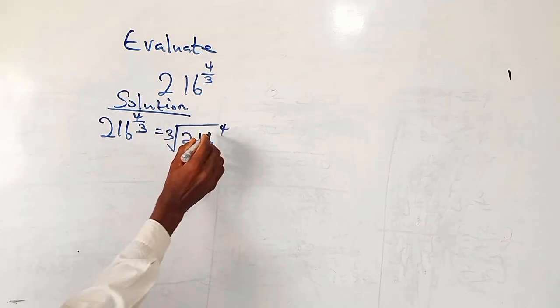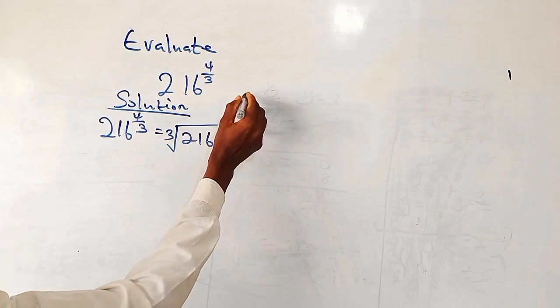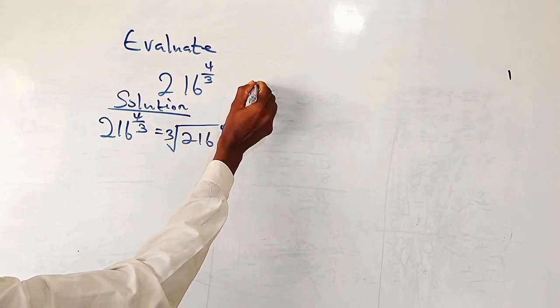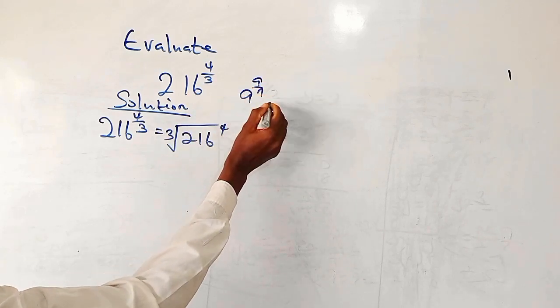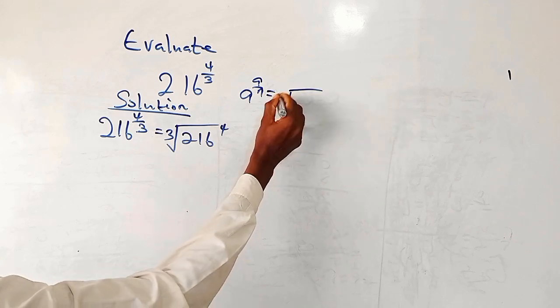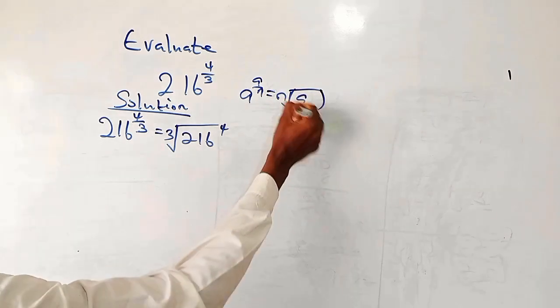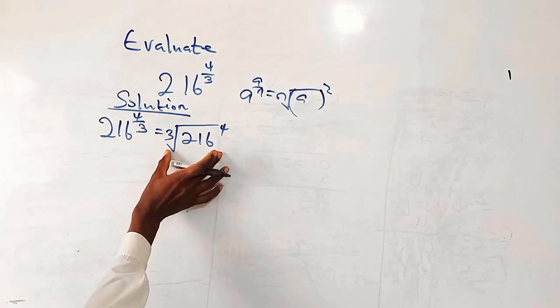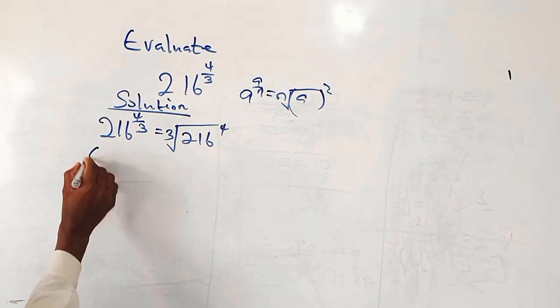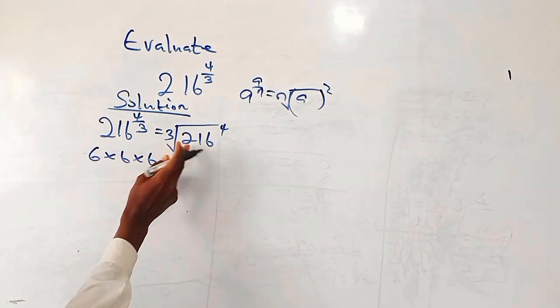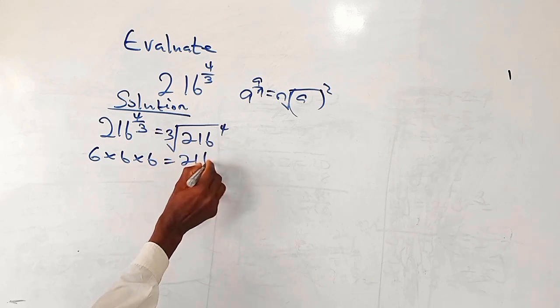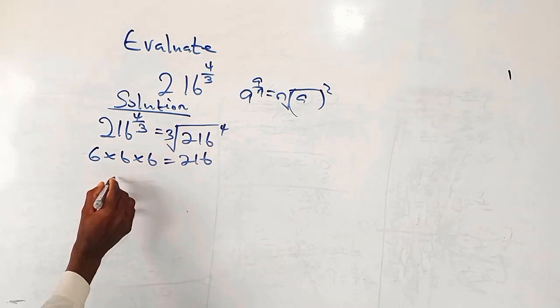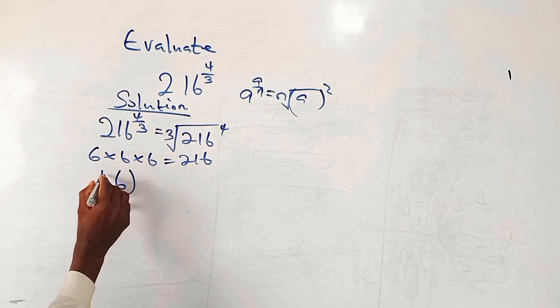Okay, do not forget the law of indices that says when you have a rational exponent, let's say you have a over n, it's the same as saying the nth root of this, and then you raise your result to the power a. So for the cube root of 216, I have it to be 6. 6 times 6 times 6 is 216. So the cube root of 216 is 6. So I have 6 raised to the power 4.